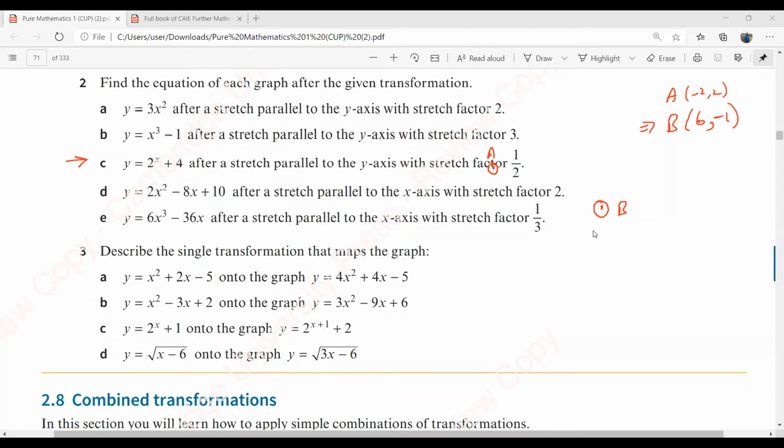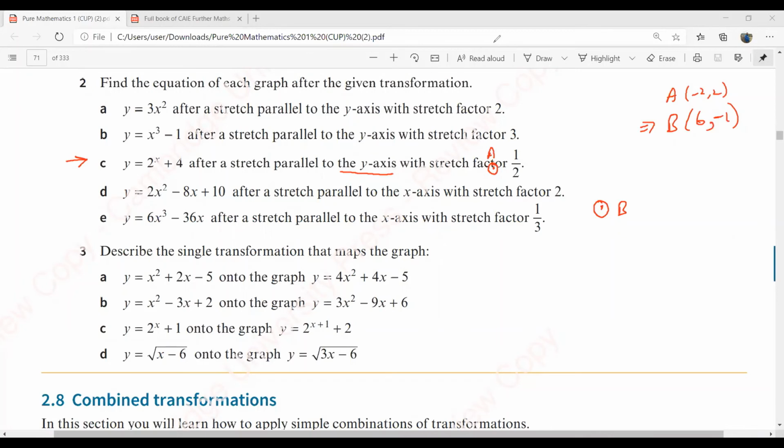Sir, 2 raised to the power x minus 1 plus 2. How did you get to this answer? Can you explain? What was your first step? Sir, the x coordinates have changed. Yes, you see it was parallel to the y-axis, so the y coordinates should be changing. So you will be multiplying the whole equation by half.